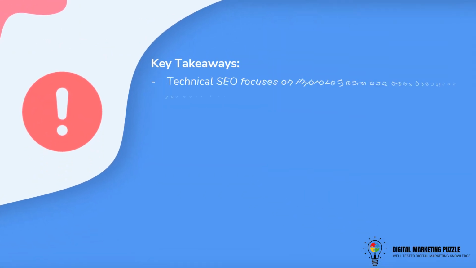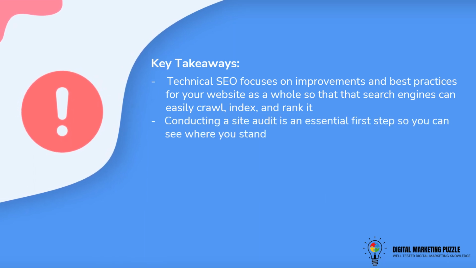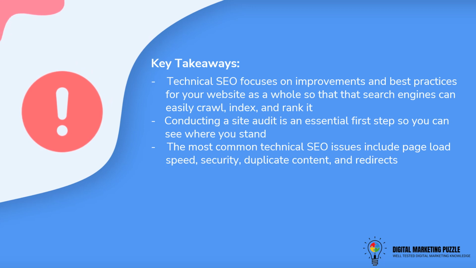Key takeaways: technical SEO focuses on improvements and best practices for your website as a whole so that search engines can easily crawl, index, and rank it. Conducting a site audit is an essential first step so you can see where you stand. The most common technical SEO issues include page load speed, security, duplicate content, and redirects.